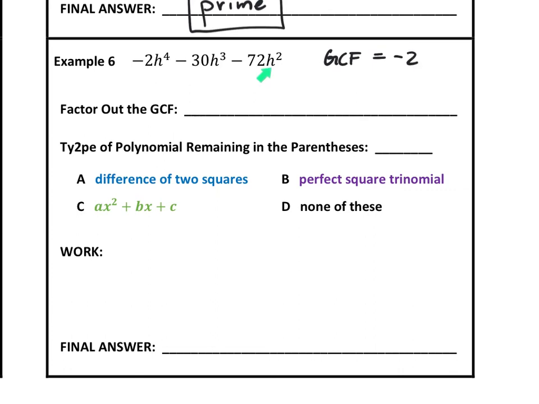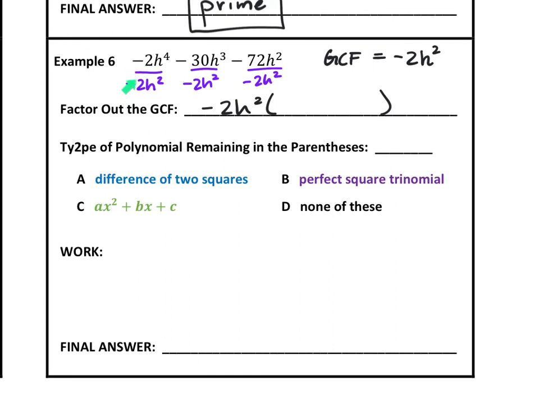Now let's look at the variables. The letter is H. How many H's do they have in common? Looks like they have H squared, right? 2 H's in common. So that's my GCF. I'm going to divide all 3 by negative 2h squared. And I'm going to put the GCF in the front, negative 2h squared, and set up my parentheses.